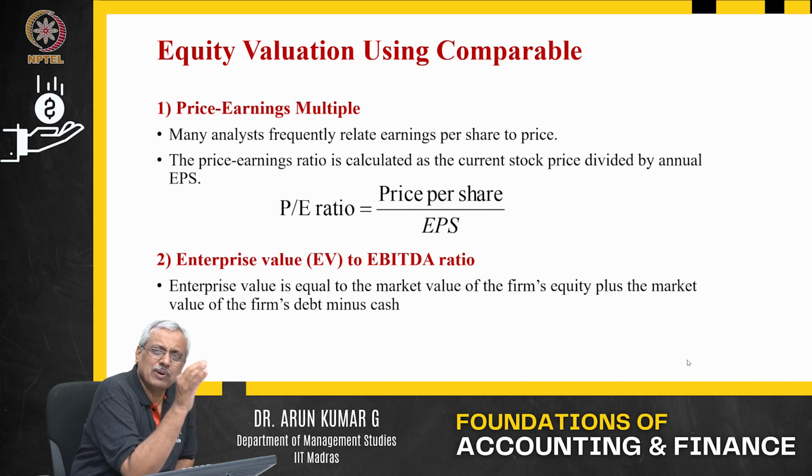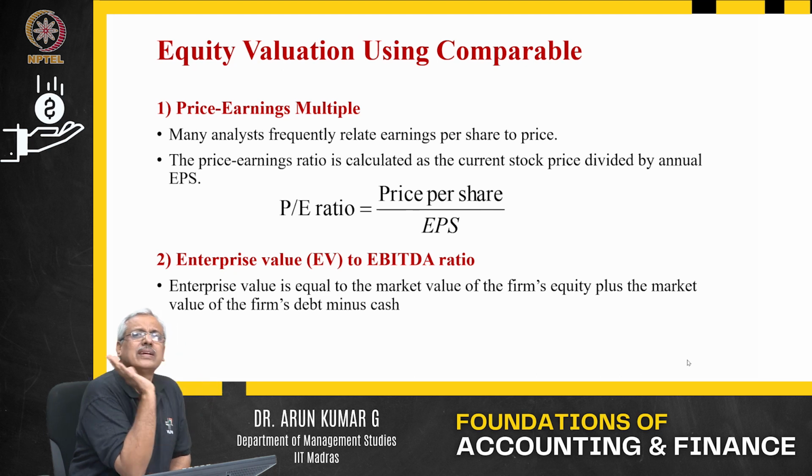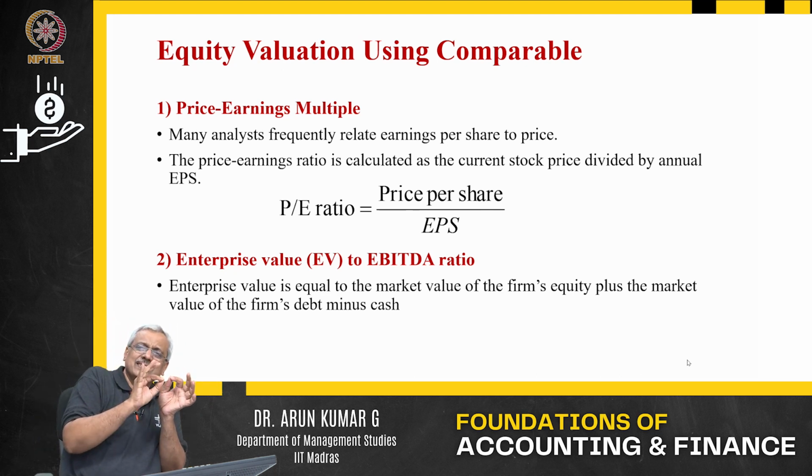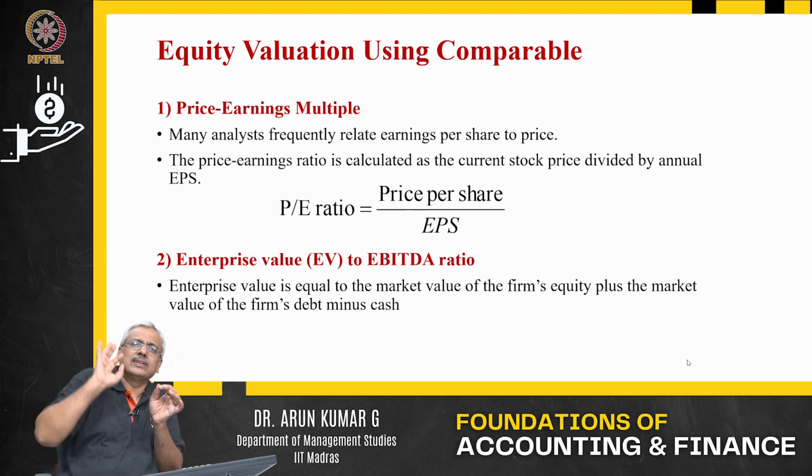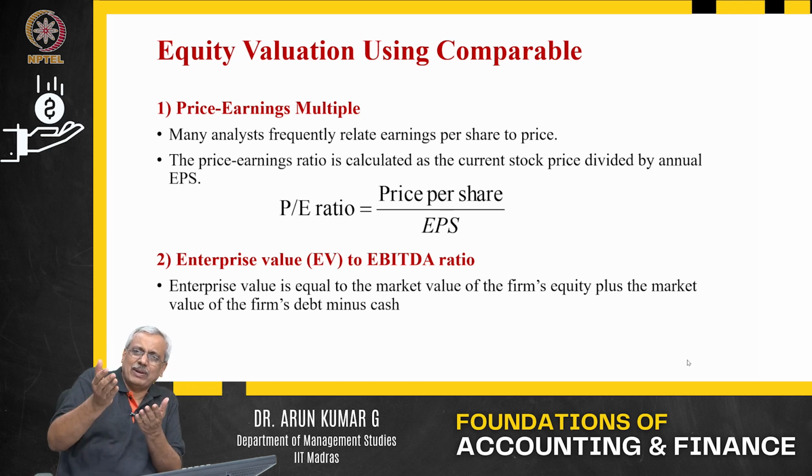What is the multiple that you will give? How many times that earning are you going to give as the price of that particular equity? That is what the price to earnings multiple is. The earnings is per share, EPS, earnings per share. How many times earnings per share should the share price be? That we use for comparable companies.